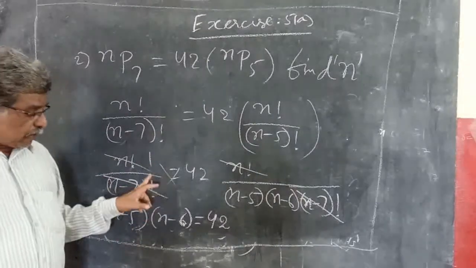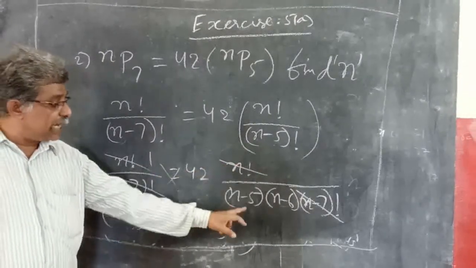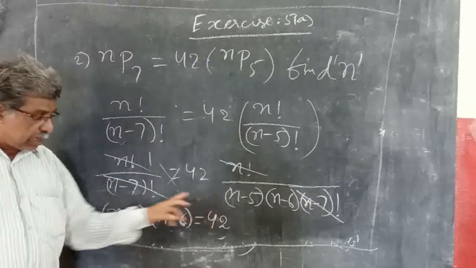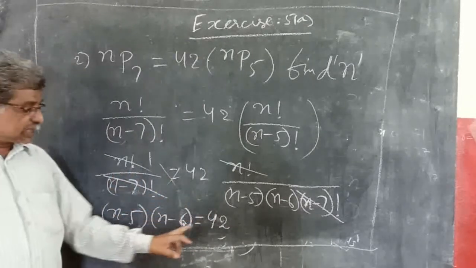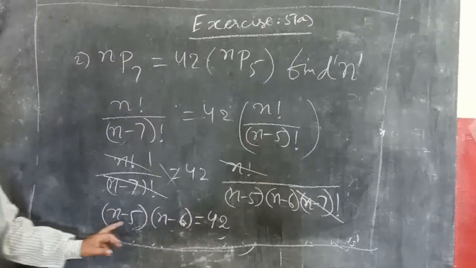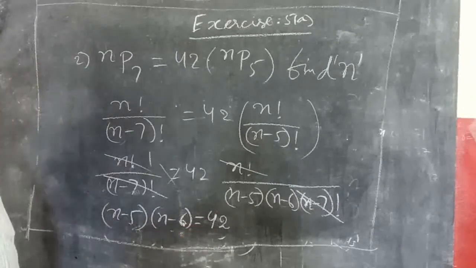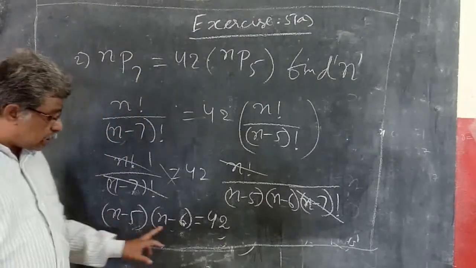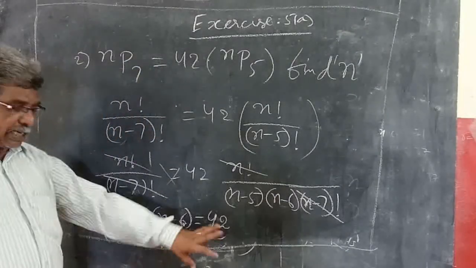So 1 is equal to 42 by (n-5)(n-6). By cross multiplication I will get (n-5)(n-6) equal to 42. Now there are two ways again. This is a quadratic equation if you multiply and simplify.